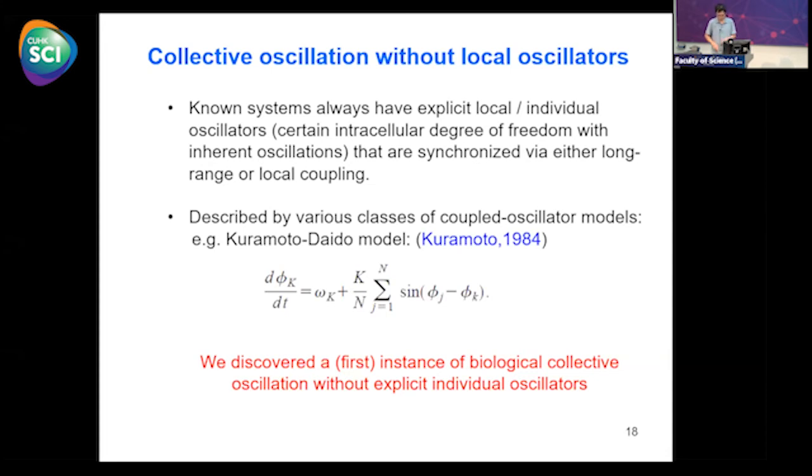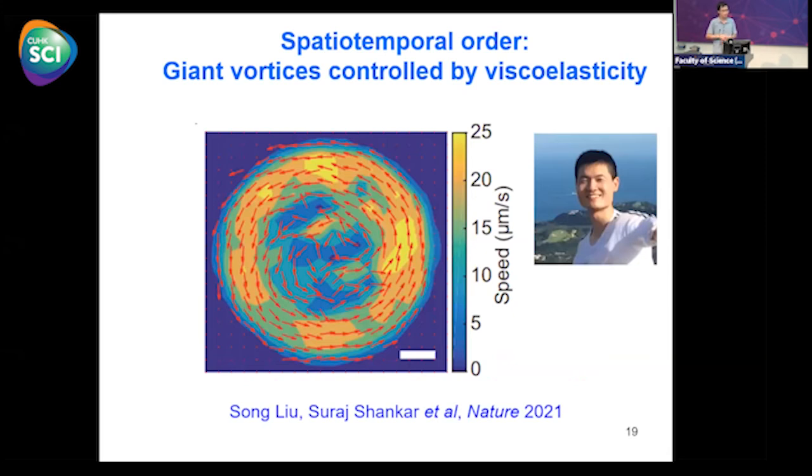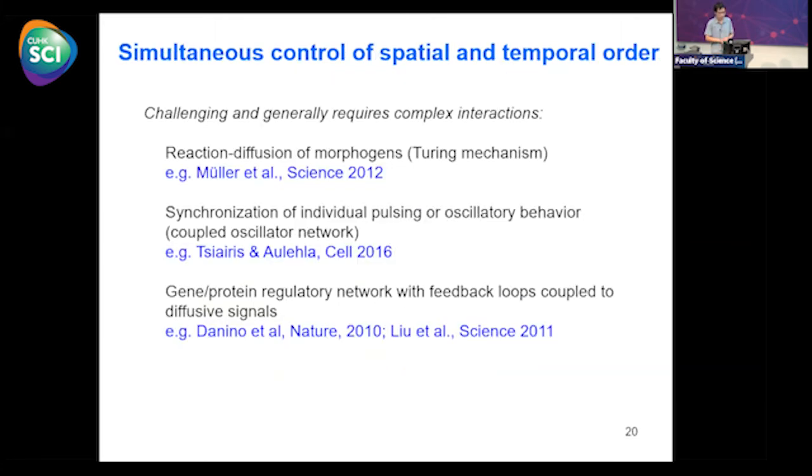And in the third example, we found a novel principle to design spatial and temporal order simultaneously. This was done by my student Liu Song. In the previous two examples, we introduced the control of spatial and temporal order via physical mechanisms. But the simultaneous control of both is more challenging. It usually involves very complicated reaction diffusion hierarchies involving molecules called morphogens, known as the Turing mechanism. Or it involves the synchronization of individual oscillatory units, such as the coupled oscillators I mentioned. Or it has to utilize carefully designed genetic or protein regulatory pathways coupled to some kind of diffusive signals. We wondered whether there are some simpler means to achieve this.